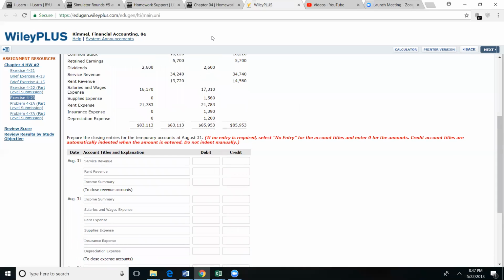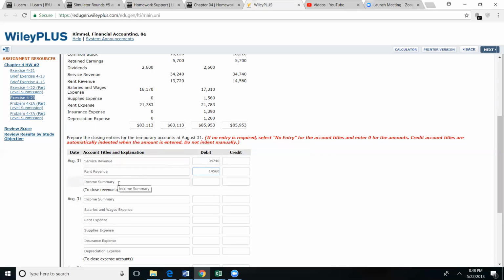Okay, so the service revenue is $34,740, and we need to decide if we're going to put it on debit or credit. Revenue's normal balance would be the credit side, so if we want to bring it down to zero, then we need to put it on the debit side. Okay, and then the rent revenue is $14,560. So we'll plug that in there.